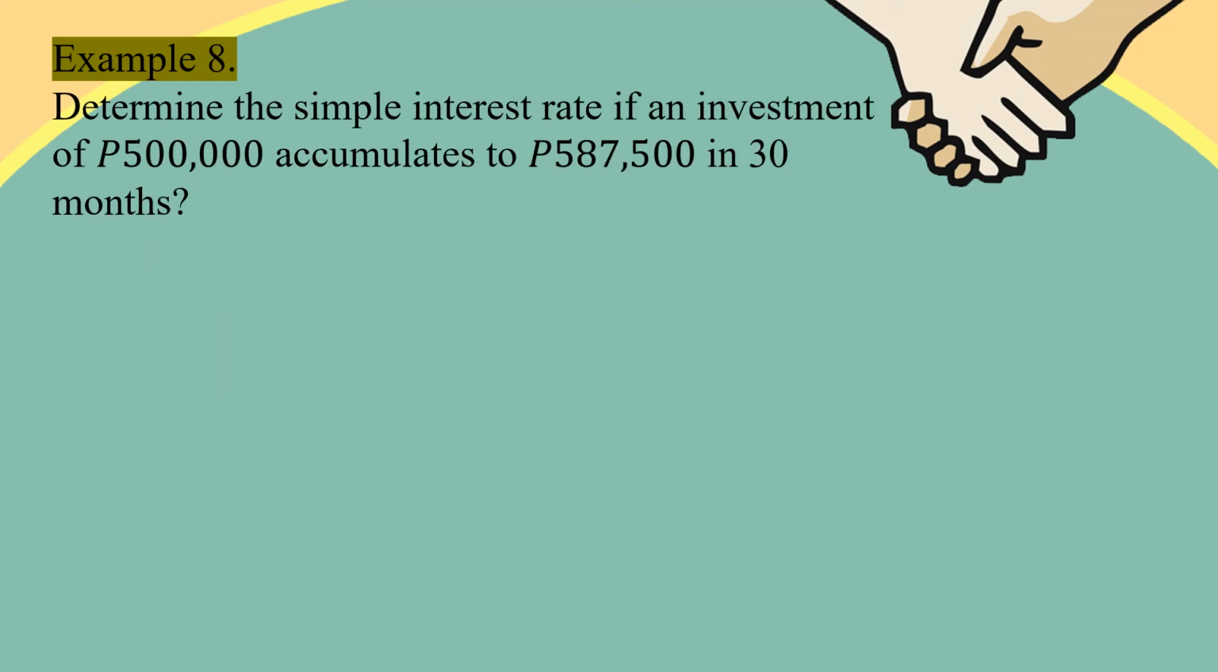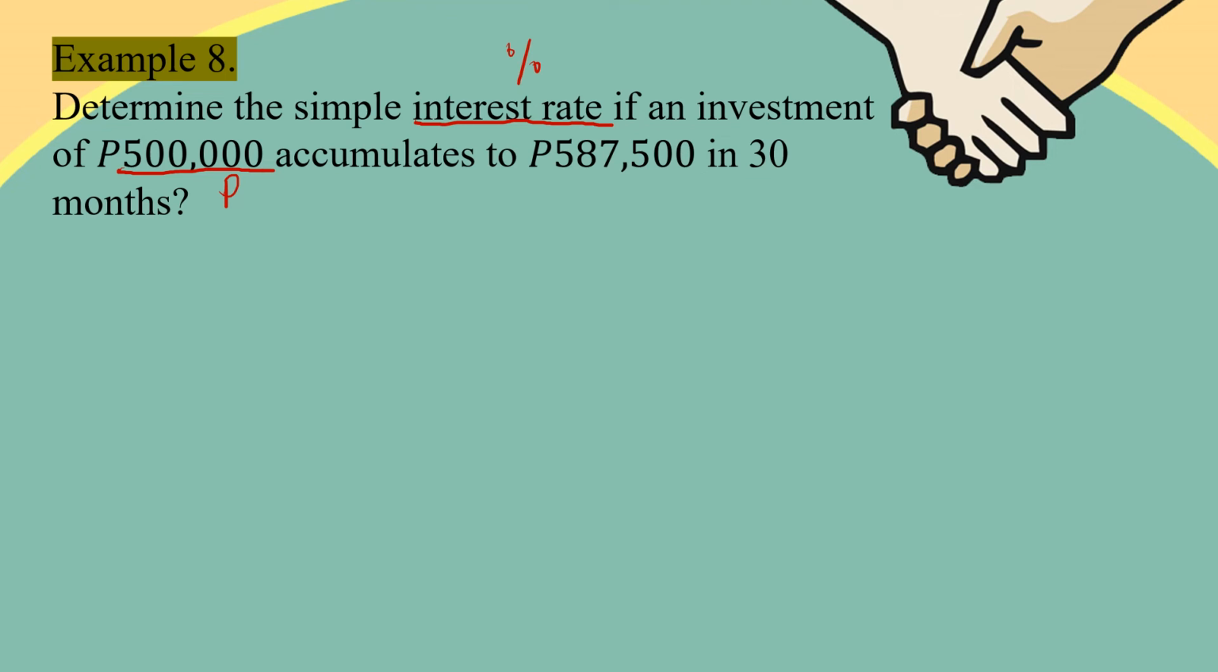Okay, so next example, determine the simple interest rate if an investment of 500,000 pesos accumulates to 587,500 pesos in 30 months. Okay, so dito sa given problem, ang hinahanap daw ay yung interest rate. Okay, so yung percent of an investment of 500,000 pesos. So, yung 500,000 pesos, that is yung principal. Yan yung first amount eh. Yan yung amount na in-invest.